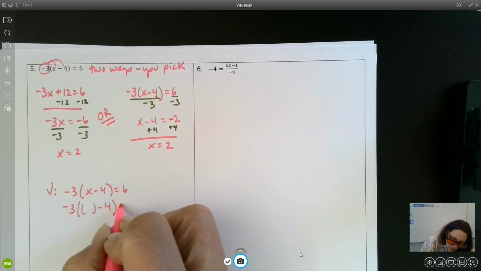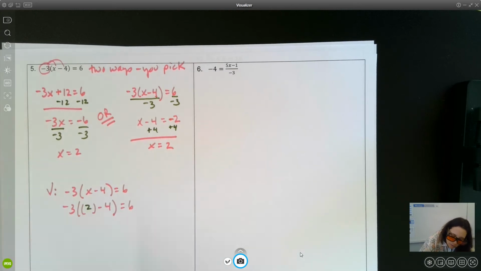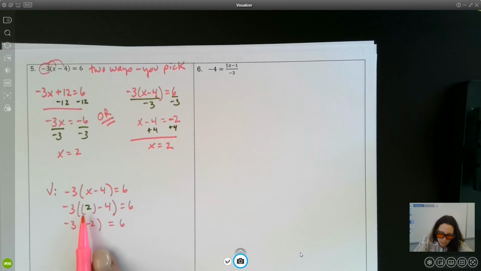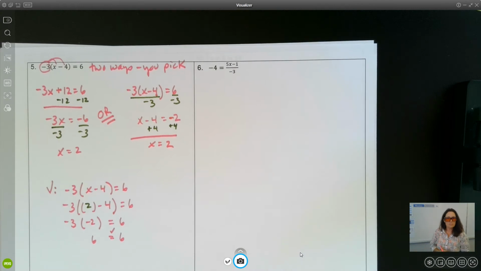Instead of the x, I put a parenthesis and I'm tucking in a 2. Negative 3. 2 minus 4 is negative 2. Think of that as 2 plus a negative 4. Negative 3 times negative 2 is positive 6, and that does equal a positive 6.